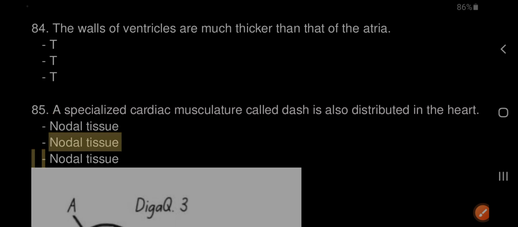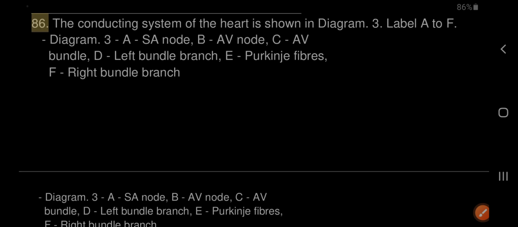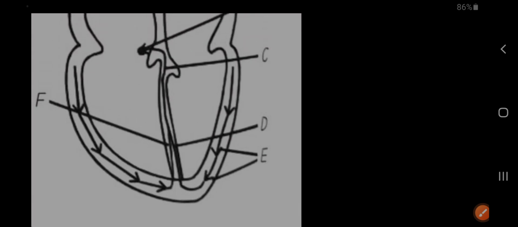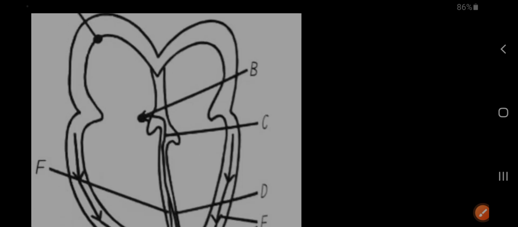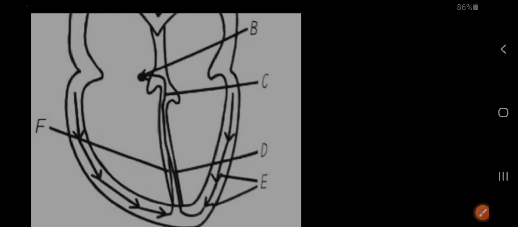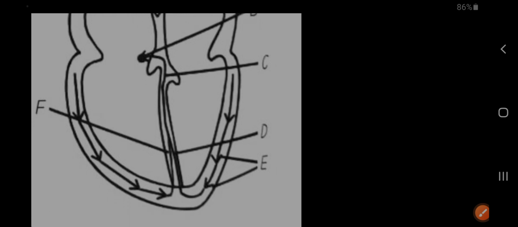86. The conducting system of the heart is shown in diagram 3. Label A to F. A. SA node. B. AV node. C. AV bundle. D. Left bundle branch. E. Purkinje fibers. F. Right bundle branch.